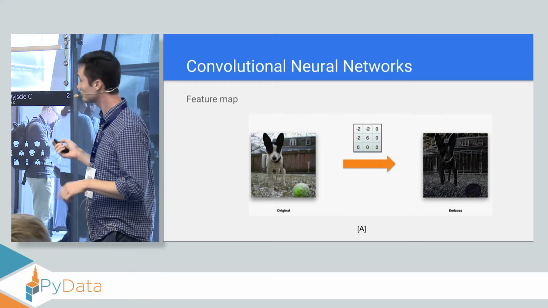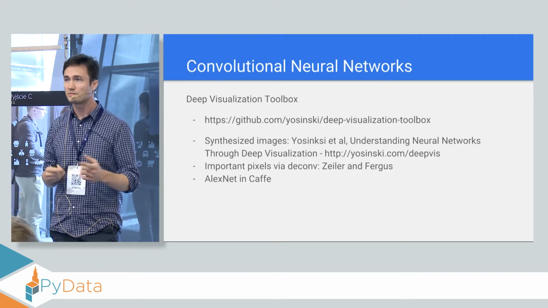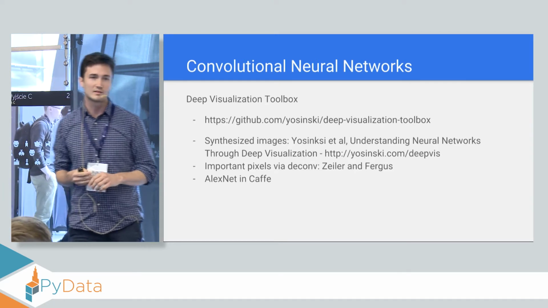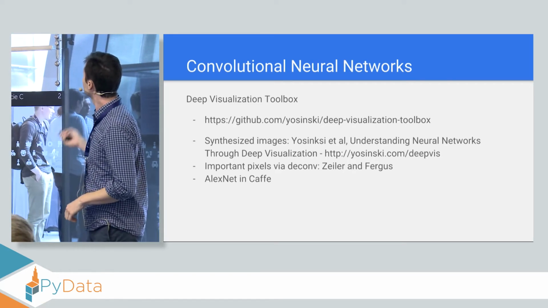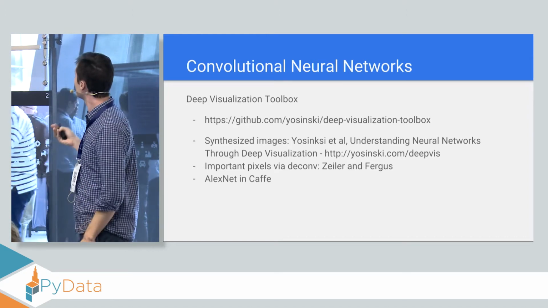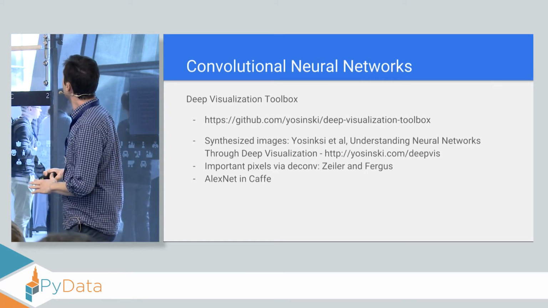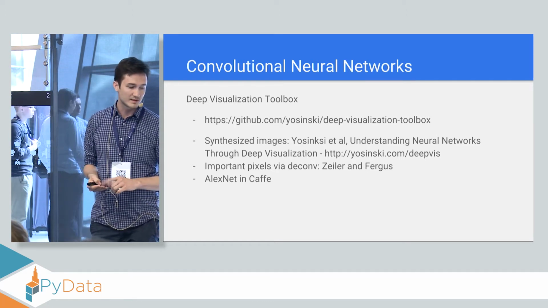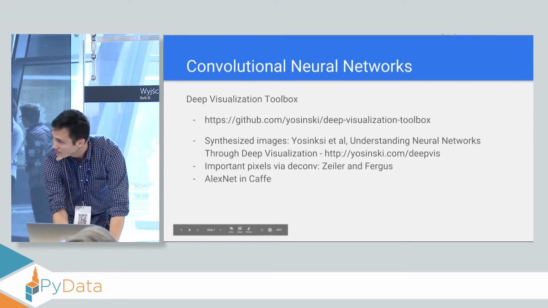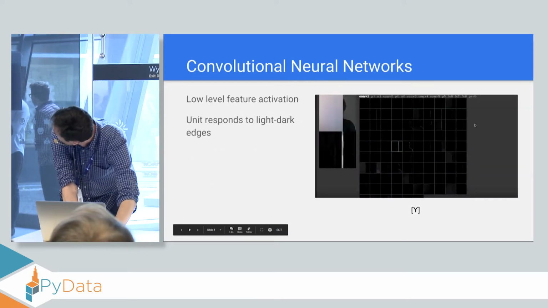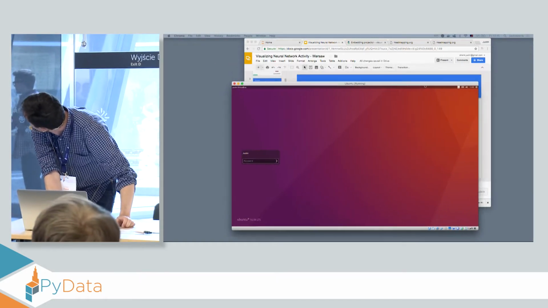The deep visualization toolbox is really useful because it lets you visualize several different types of features, both at low levels and high levels. You can download it and play with it in Python at Yosinski's repository on GitHub, and he's running AlexNet in Caffe. I'm going to break the rule about no live demos and give you a quick live demo because it's beautiful and gives you a lot of intuition really quickly.